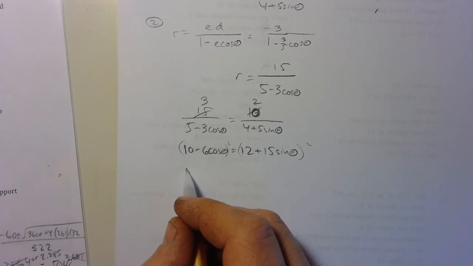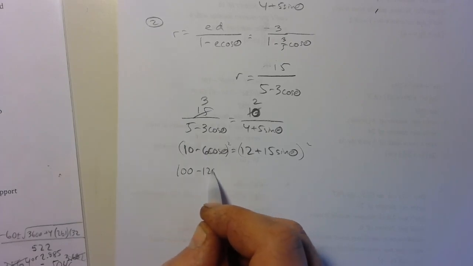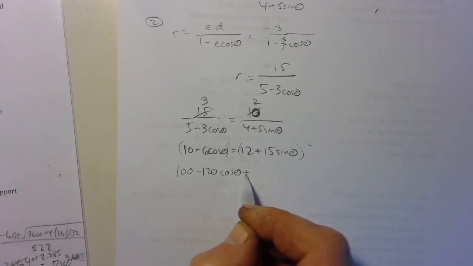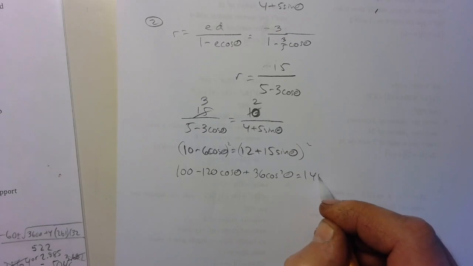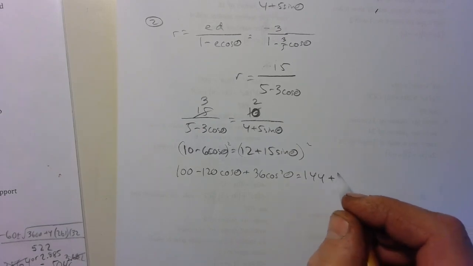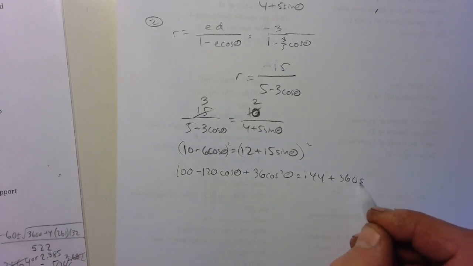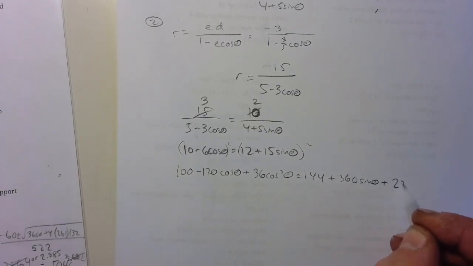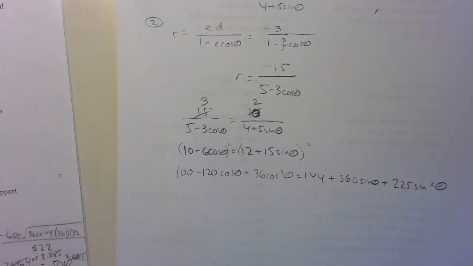And so that's going to give me then, for this side, 100 minus 120 cosine theta plus 36 cosine squared theta, plus 144 plus, let me make sure I do this right, 360 sine theta plus 225 sine squared theta. Right? So we have a pretty big answer for ourselves.